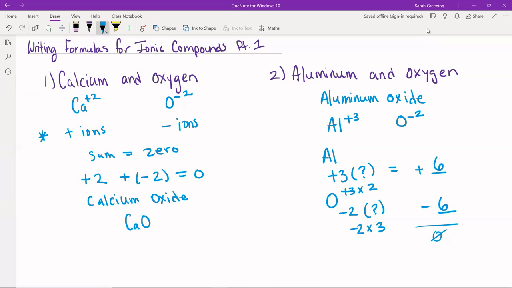So aluminum oxide has the ionic formula Al2O3. And I'll just highlight where those numbers came from. We multiplied the aluminum plus 3 by 2, which gave us a plus 6. And we multiplied the negative 2 of oxygen by 3 to give us a negative 6. And that's how you write formulas for ionic compounds.